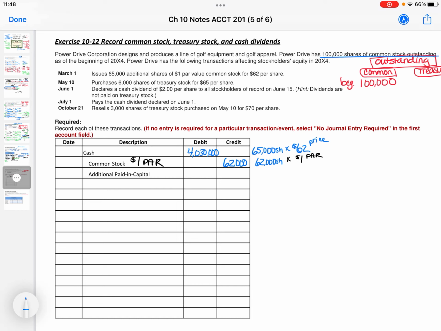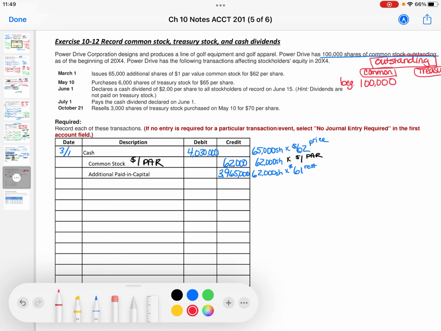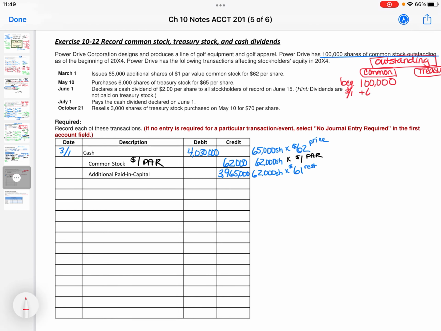Now, I don't need to keep track of the T account this time. And the rest, which is $61, right? Price was $62, less par. The rest is $61, and that goes into the PIC account, $3,965,000. Again, I'm not doing a T account this time. This is March 1st. So up here where I'm keeping track of my number of shares, I'm going to add another 65,000 shares under the common stock column.